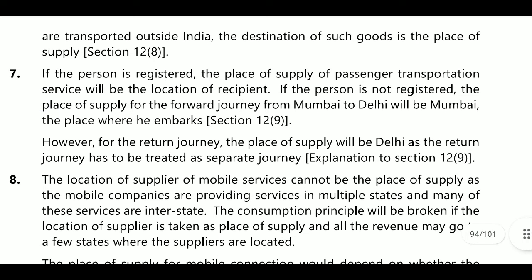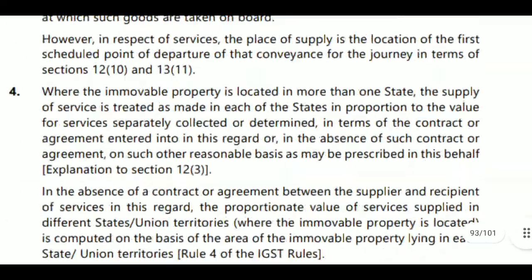Next, however, for the return journey, the place of supply will be Delhi, as the return journey will be treated as a separate journey. So when he is going from here to there, it is one contract, and from there to here it will be another contract. So we will be seeing them separately. If the person is registered, then only one place, that is the location of the recipient, will be taken for place of supply. Next, question number 8.